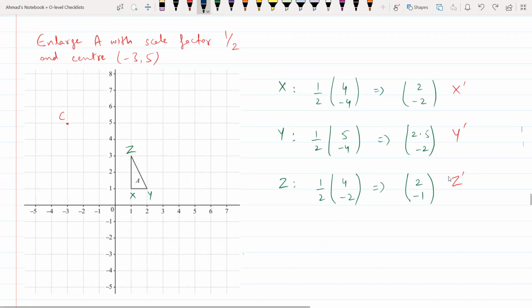Ruler से आप क्या करोगे? You'll just see this distance. C से Z कितना आ रहा है? C से Z is this. इसका half क्या होएगा? इसका half यहाँ पे कहीं आ रहा होएगा. That's going to be Z bar. ठीक है? इसी तरह से C से आप X देख लें. You can use a ruler for this. X यहाँ पर आ रहा है. इसका half कहाँ पर होएगा? It's going to be somewhere here. ठीक है? And then you check Y similarly.